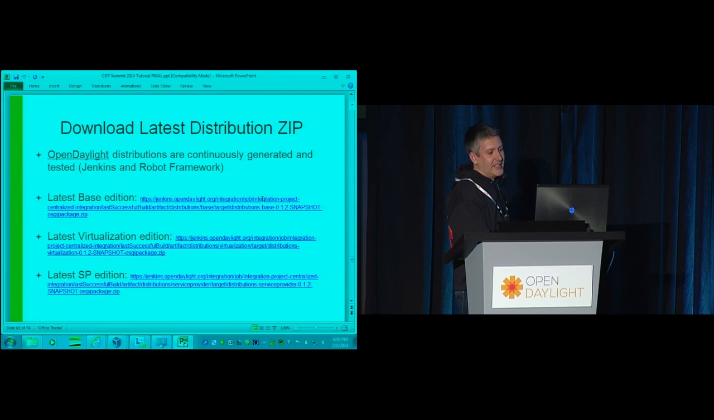So we have this Jenkins, together with Robot Framework in OpenDaylight, that is continuously testing all the builds and building the editions, that was the zip artifact that you saw before. So the same artifact, you can get the latest version just built from the same day. And this is really, really helpful.